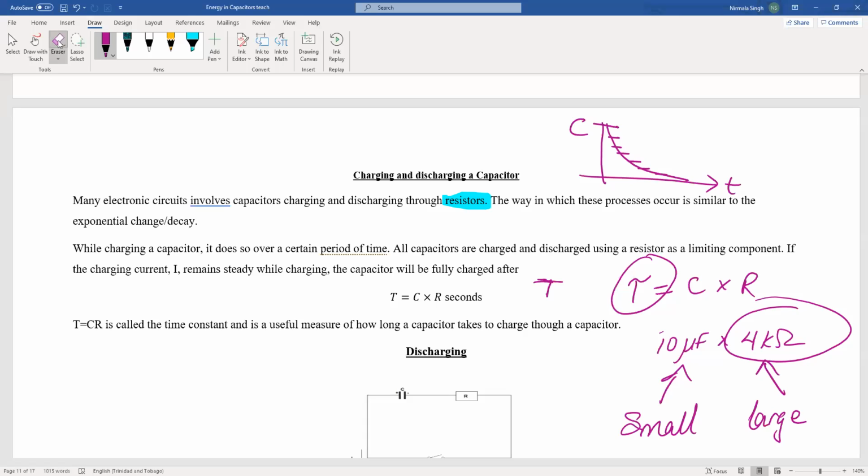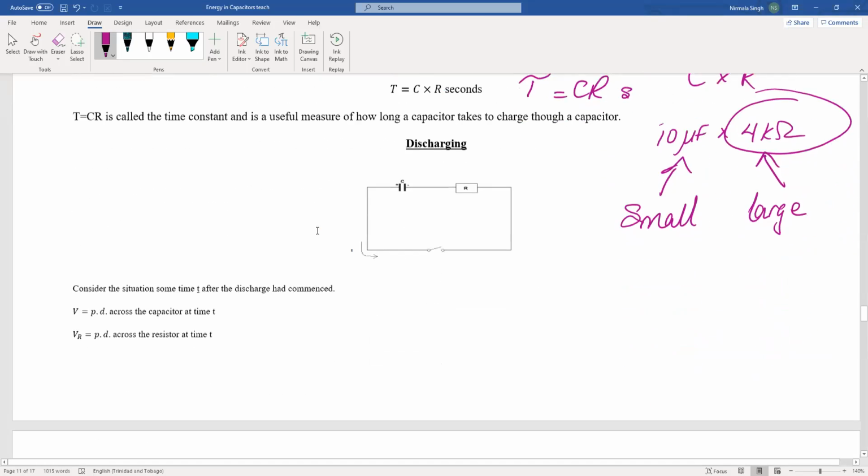The time it takes for your capacitor to charge and discharge really does depend on the components that you add to your circuit. You're going to realize we're going to encounter that more and more. Your circuits are dependent upon what you put in them and not just the nature of your components. So the time constant tau is equal to CR seconds, where C is your capacitance and R is your resistance. Now, discharging a capacitor.